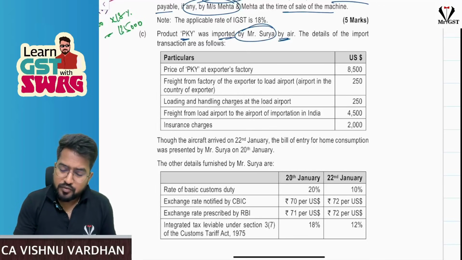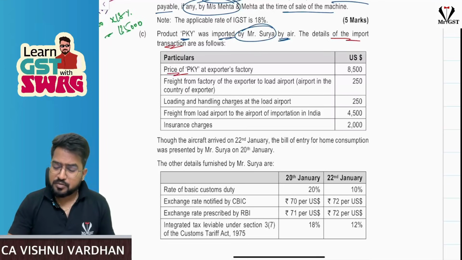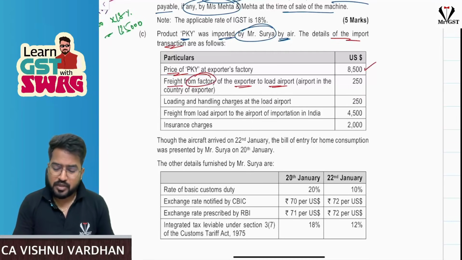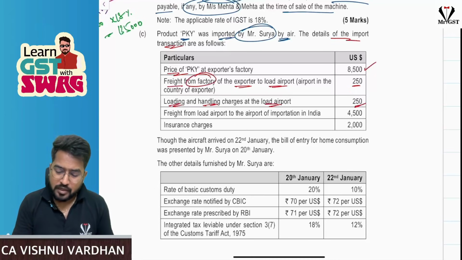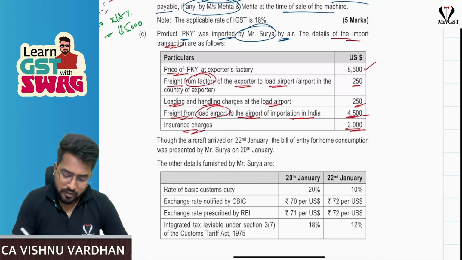Now the details of the import transaction are as below. Price of PKY at exporter's factory is 8,500 US dollars. Freight from the exporter's factory to the load airport is $250. Loading and handling charges at the load airport, that means in the exporter's country only, are again $250. Next, freight from the load airport to the airport of importation in India is $4,500. Insurance is $2,000.